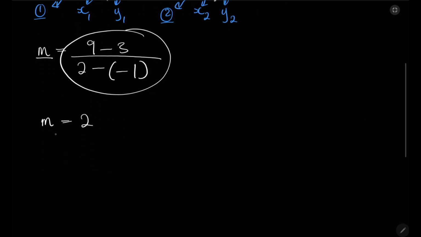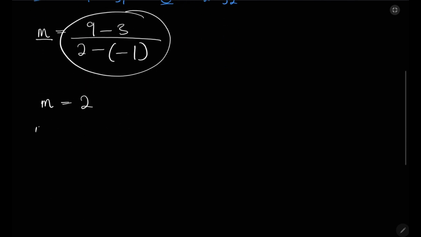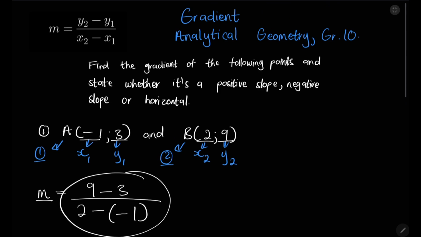Now we have m is equal to 2. It's positive, so that means it's a positive slope. It goes upwards. Positive slope, because it has a positive gradient. The gradient is greater than 0. Okay, now let's do a few more examples.